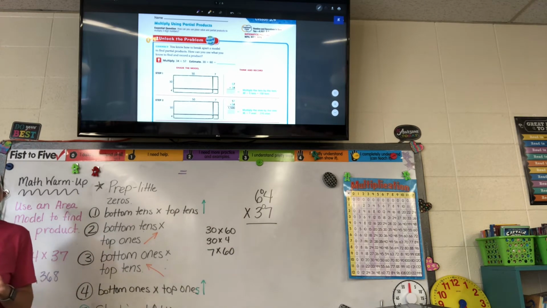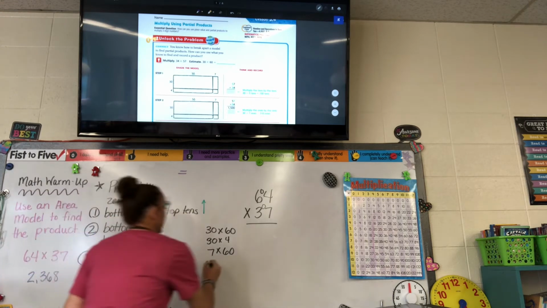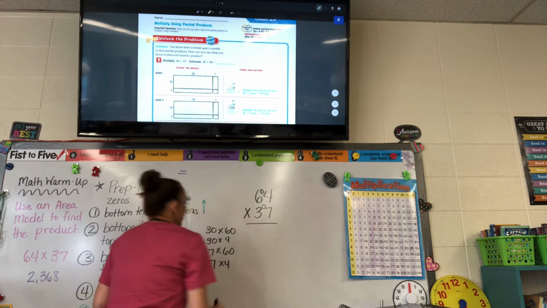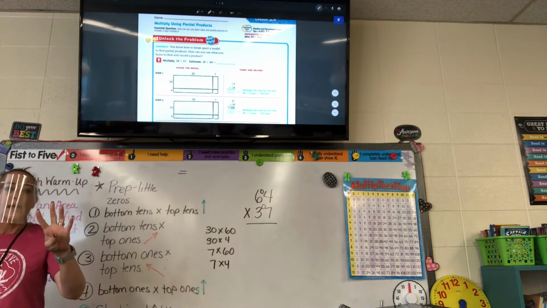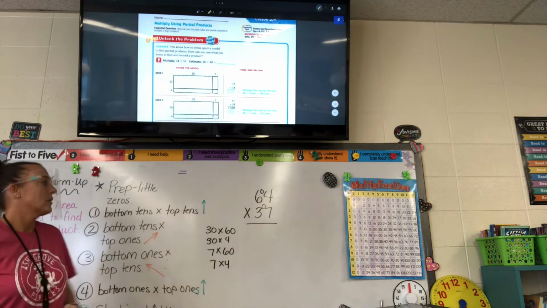And then the fourth step, bottom ones times top ones. So 7 times 4. Good, guys. So now we've got 4 problems again that we are going to multiply.